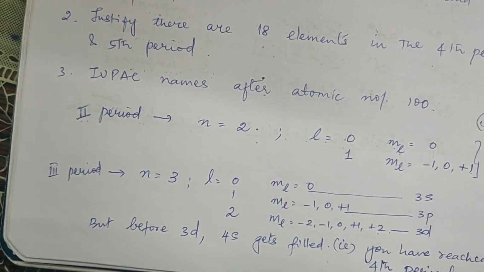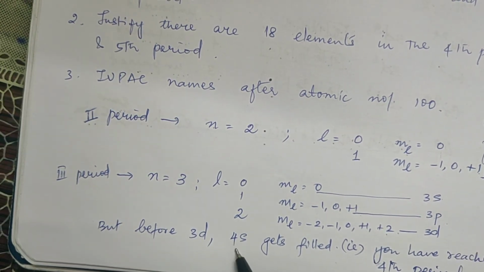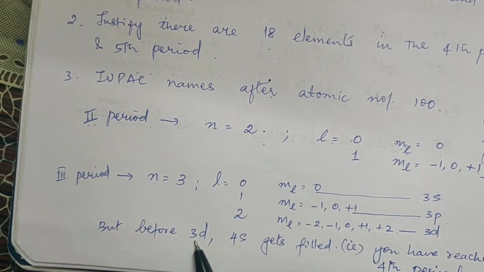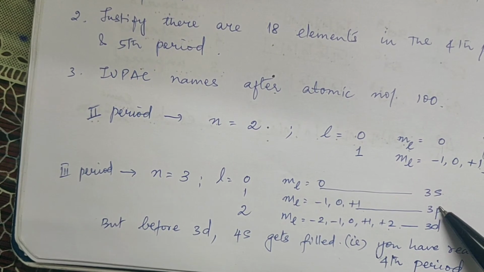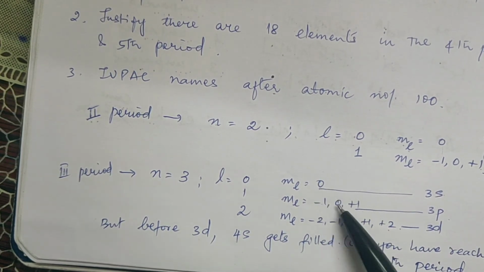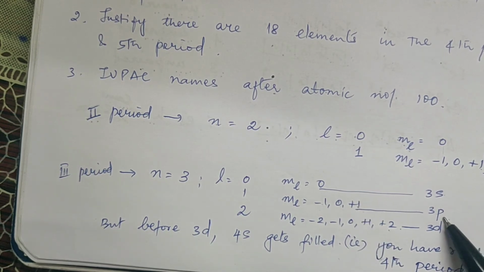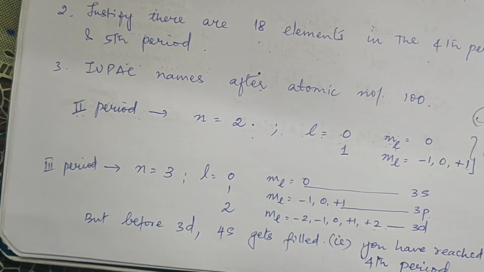first 3s and 3p are filled, and after 3s and 3p, which is getting filled, it is 4s. So when you start with 4s, that means you have reached the fourth period. That is why 3d is not counted under third period, it is counted under fourth period, because 4s के बाद 3d fill होता है. So you have only 3s and 3p getting filled. That means 1, 2, 3, 4. That means 4 into 2, 8. So third period will also have only 8 elements. Whereas fourth and fifth period will have 18 elements.